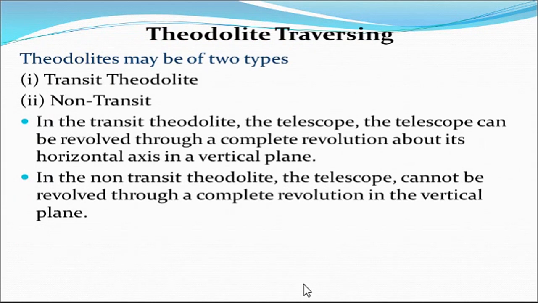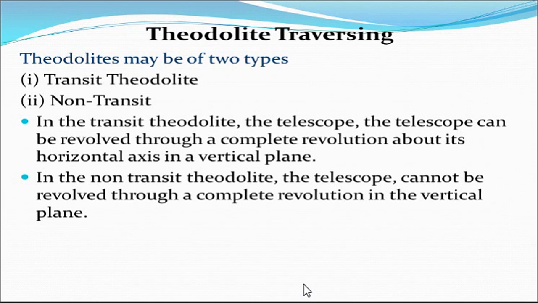Now the traversing, we have already seen traversing, that is chain traverse or compass traverse. When the respective instrument is used to measure the lengths or angular measurements, that type of traverse is called according to the name of the instrument used. Similarly here, when we develop the traverse or take the measurements with the help of the theodolite, it is known as theodolite traversing. Now, theodolites are basically of two types, transit theodolite and non-transit theodolite.